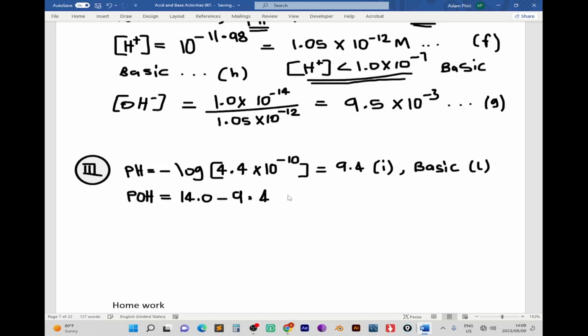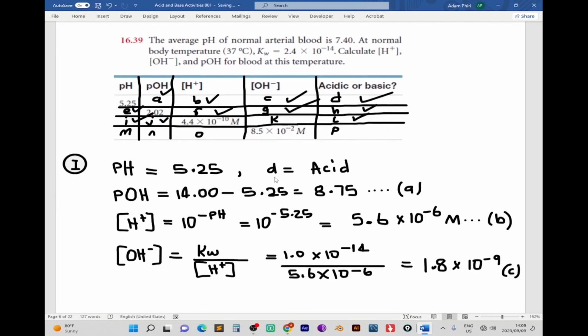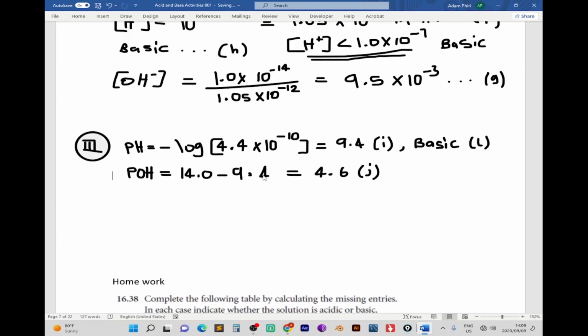So we'll see that 14.0 minus 9.4 gives us 4.6. So that's a pOH of 4.6. That's our value for J. So fill in the J there, and then we also come to the value provided. We need to find the concentration of the OH.